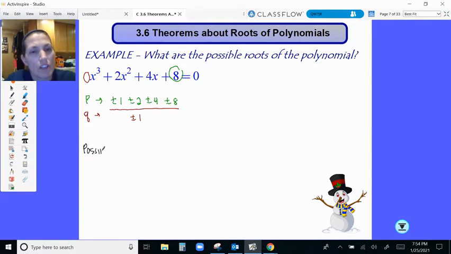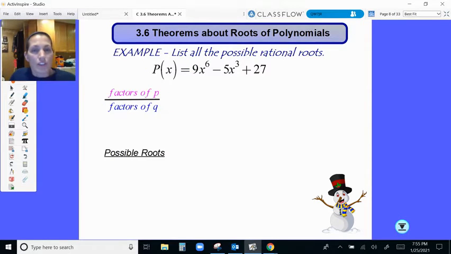So these are my possible roots. Okay, we're going to find the combination. So 1 over 1 is going to be positive, negative 1. 2 over 1 is going to be positive, negative 2. 4 over 1 is going to be positive, negative 4. And 8 over 1 is going to be positive, negative 8. And those are all our possible roots. And so this is the first step, just listing out my possible roots, okay? Once we find our possible roots, then we're going to take the next step and find out which ones are the actual roots, okay?